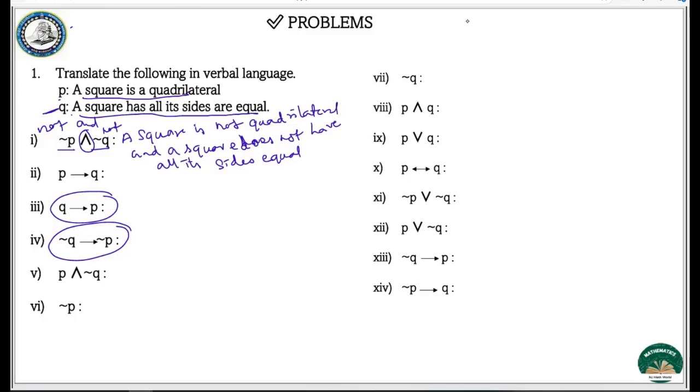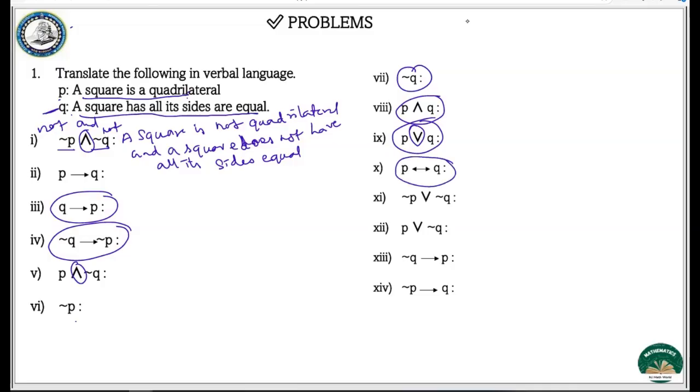Then p and negation q. First read p: a square is a quadrilateral, and cap means "and". Then negate the q value: a square does not have all its sides equal. Negation p: a square is not a quadrilateral. Negation q: a square does not have all its sides equal. Then p and q: a square is a quadrilateral and a square has all its sides equal. Then what will be or? V is or: a square is a quadrilateral or a square has all its sides equal.